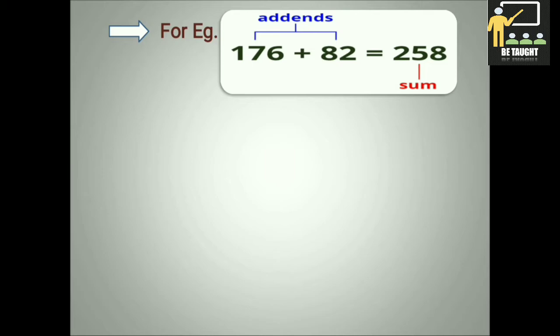176 plus 82. These numbers are known as the add-ins. Is equal to, when we add these two numbers, we get the answer 258. That is known as the sum. Now let us do some revision. Solve the following sums.